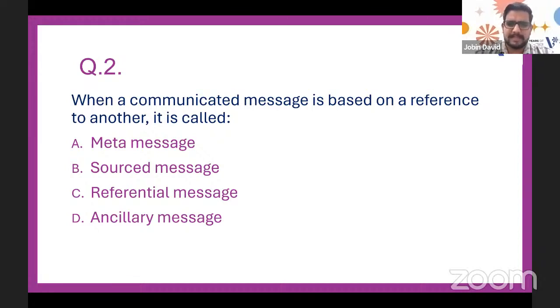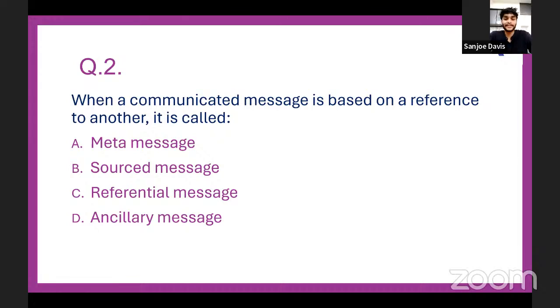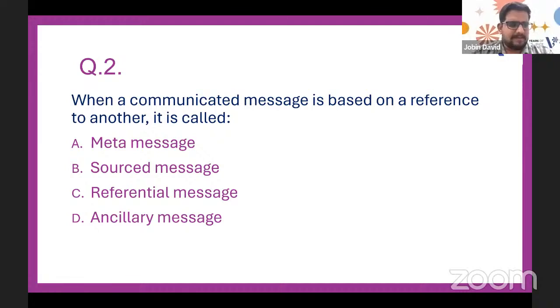Most of them will think that is a referential message. Is it a referential message? Yeah, even I thought it's a referential message, because our YouTube babies are answering it as C. Everyone is answering C. I think it's not C, because it's a meta message only. It's based on reference to another. If it is based on a message or reference to another one, it will obviously be a meta message.